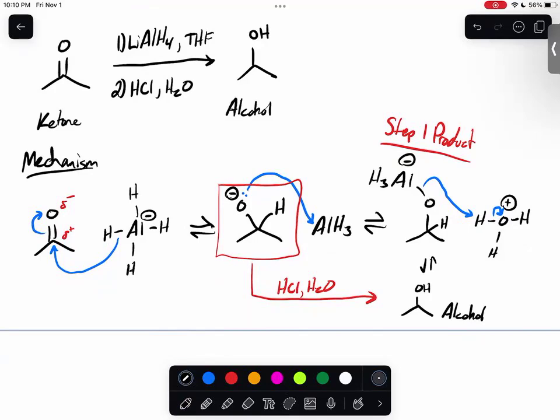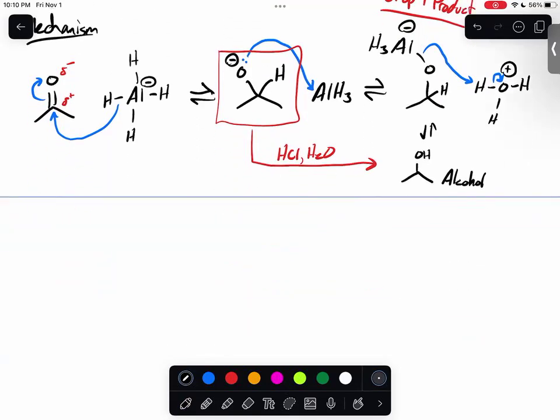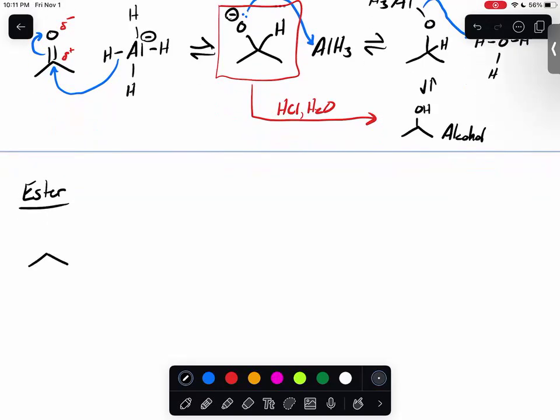What happens if we take it a little further? Because this is just a ketone. What if we took it to something like an ester? Because we saw esters last time were a little funky, and this time they're going to be a little funky as well. Let's say we took some lithium aluminum hydride in THF, did a workup step with HCl, H2O. What would you expect you would receive from this? Take a moment to think about it. And then whenever you have your answer, you can unpause the video.